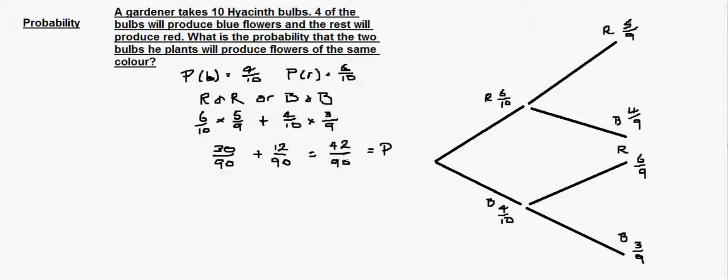I know 6 will go into this, I know 6 will go into this, so I could cancel down. But examiners are usually quite happy with this. Okay. Also in the exam they might say the probability of 2 bulbs being planted is, and then they will tell you what the probability is, and they want you to work through this to prove that their answer is correct.